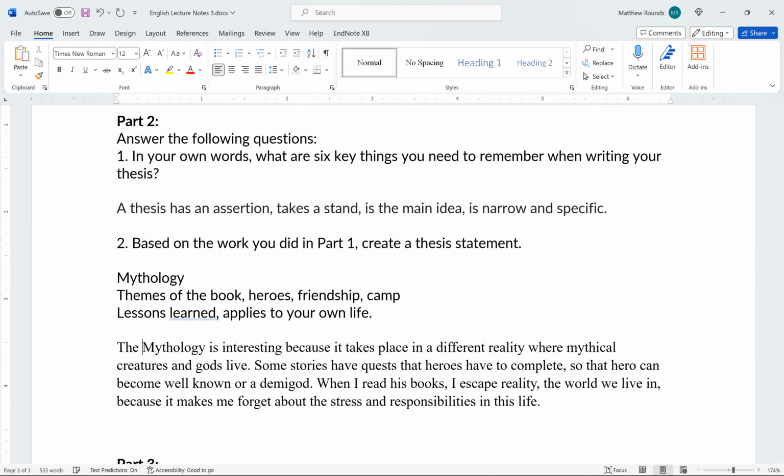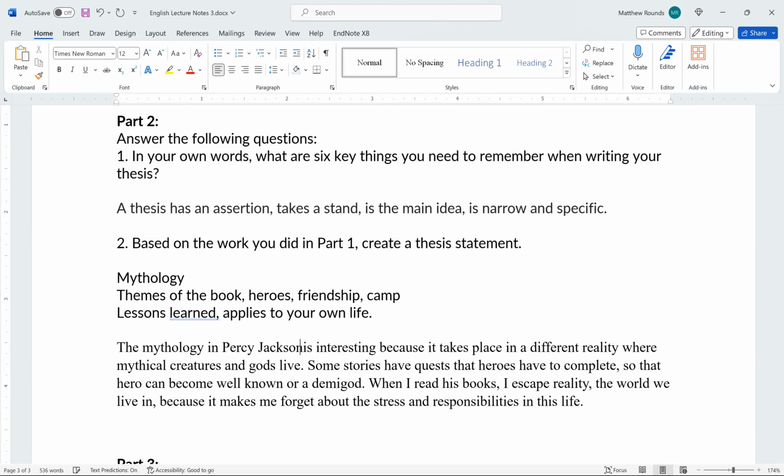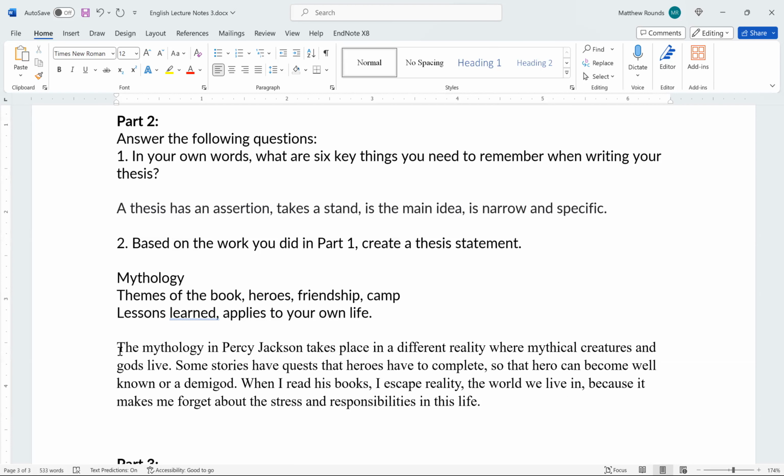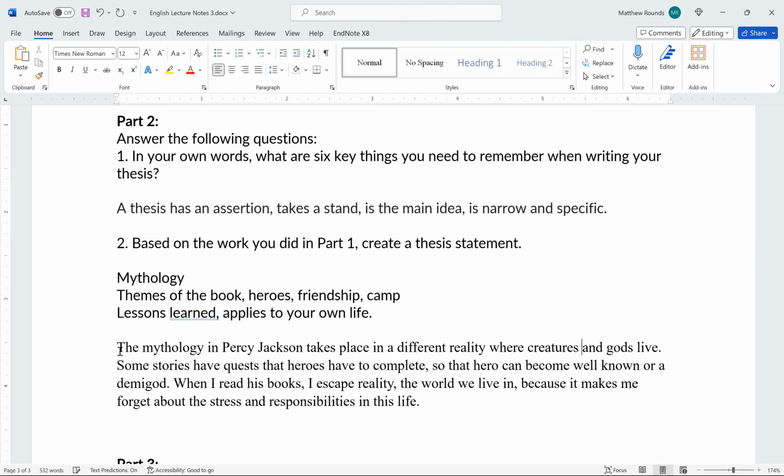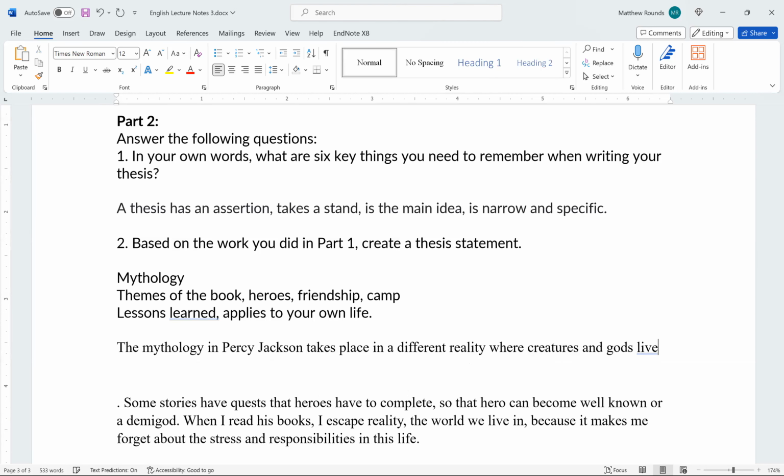Let's do it this way. The mythology in Percy Jackson. Is it okay to just say Percy Jackson, or do you have to say more, is that clear enough to say? Percy Jackson, they'll understand. Okay. The mythology in Percy Jackson takes place in a different reality where creatures and gods live. Okay, so that's the start.